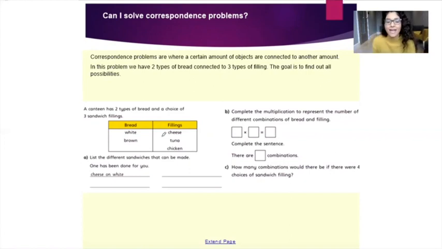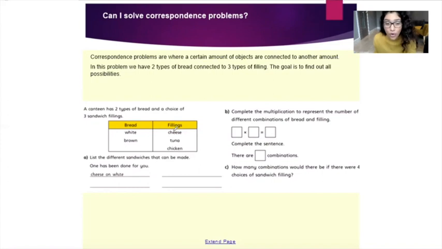A canteen has 2 types of bread and a choice of 3 sandwich fillings. So the bread options are white and brown, and you also have cheese, tuna, and chicken as your fillings. What we have to do here is list the different sandwiches that can be made. Now, one has been done for you, cheese on white. So you can have cheese on white bread.